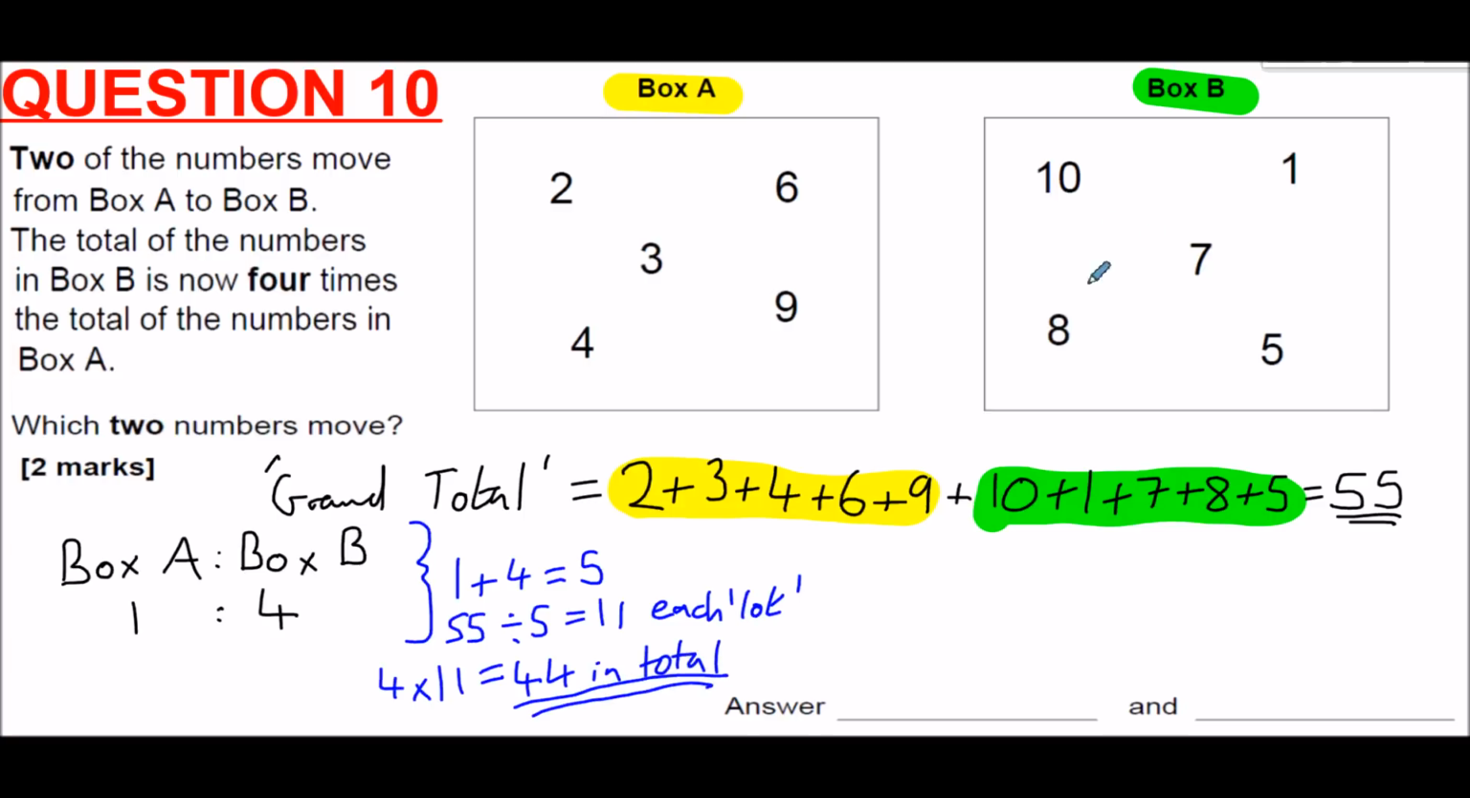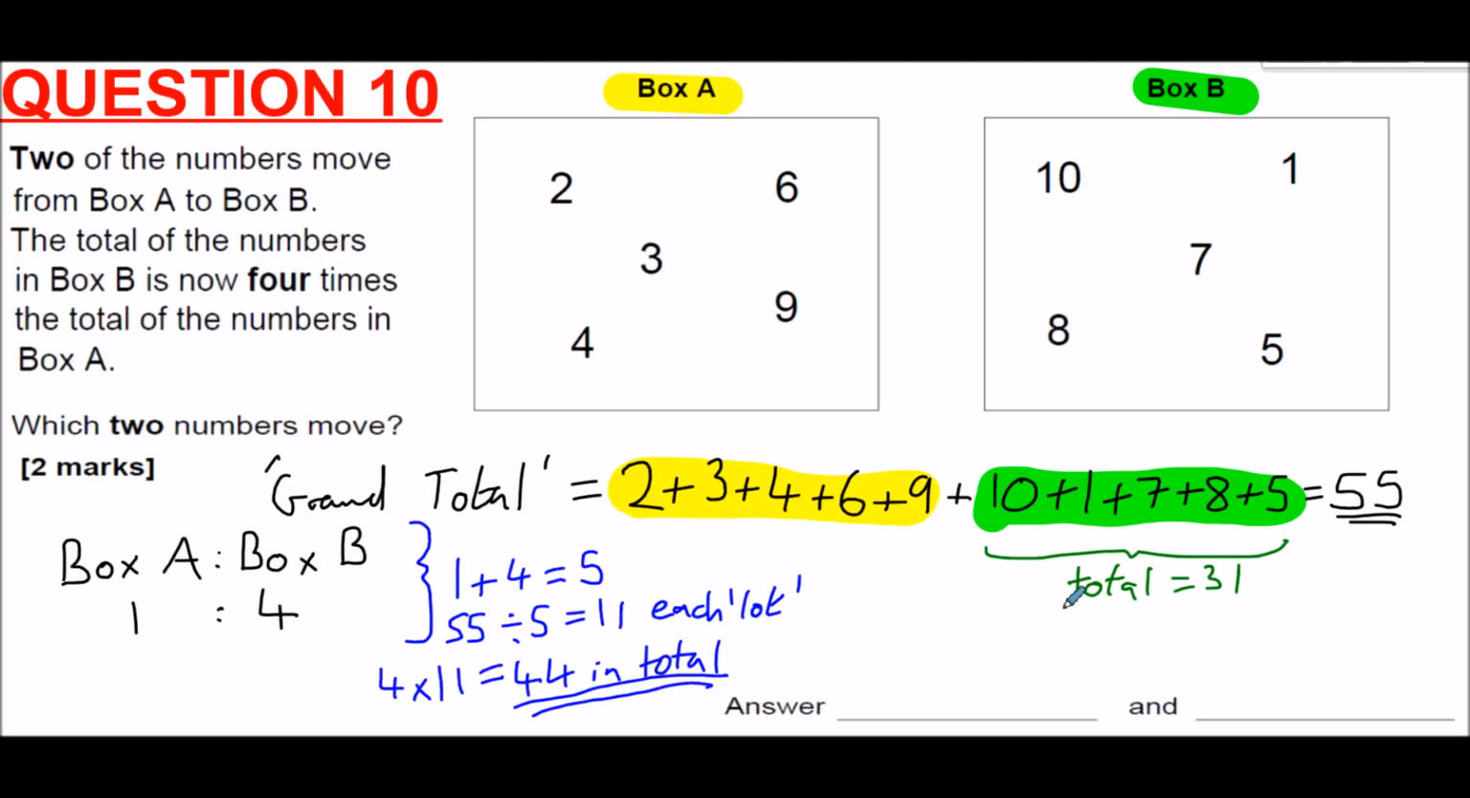Well, so far, before any numbers move, the original total in box B, 10 plus 1 plus 7 plus 8 plus 5, if you check with a calculator, is a total of 31. Yes, a total of 31, just double checking it myself there.